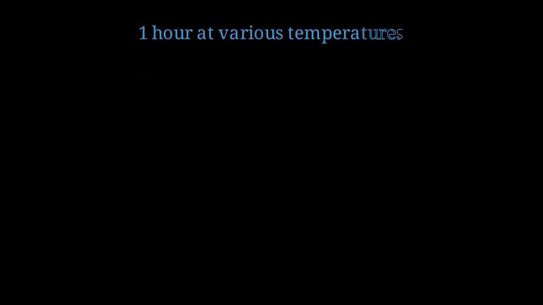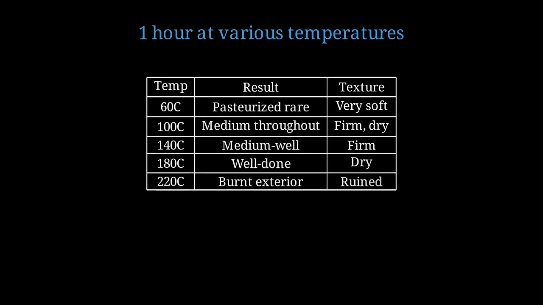Now let's examine 1 hour of cooking time across our temperature range. After 1 hour, we see clear differentiation. Low temperatures produce rare meat. Moderate temperatures give medium to well done, and high temperatures risk burning. At 3 hours, we're entering the territory of braises, roasts, and low and slow cooking. Let's see what happens.